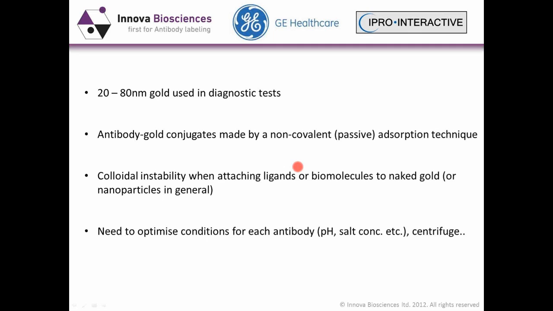So today we're talking about gold. The most common gold particles used in diagnostics are 20 to 80 nanometers, the most common being 40 nanometers. These have traditionally been conjugated by non-covalent passive adsorption technologies, or more recently by attaching ligands or other biomolecules to the naked gold to try and strengthen that conjugate. The difficulties associated with this are the need for optimizing the conditions for each different antibody, such as pH, salt concentrations, etc., hitting the correct pI, and various centrifugation and other processing that's involved in that.